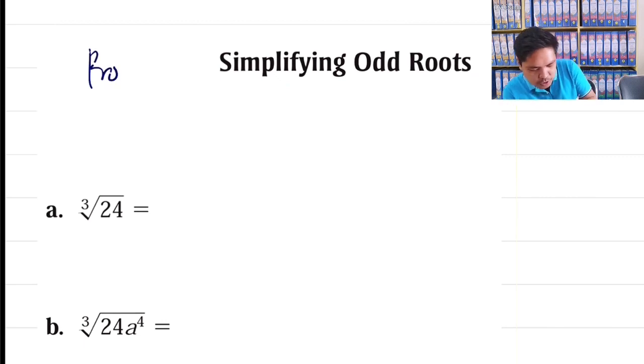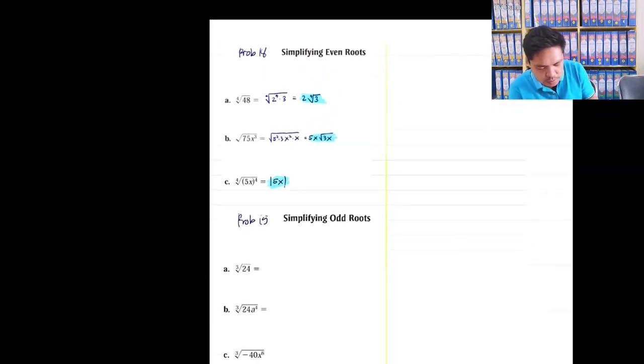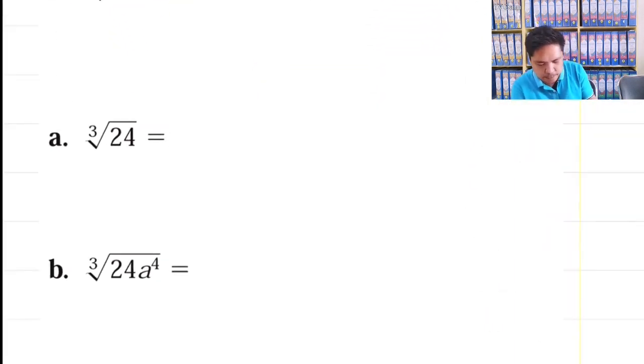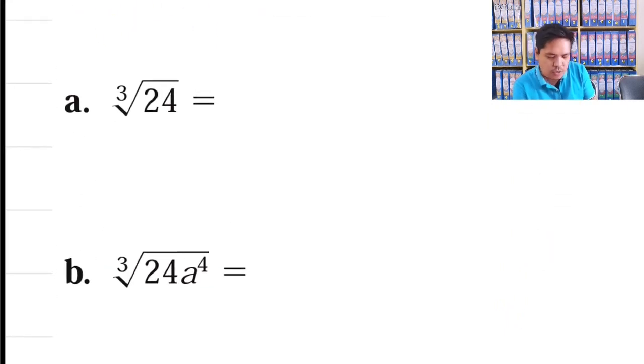Simplifying odd roots. So problem number 19. So mga odd roots naman. So let's start with letter A. For letter A, that's cube root of 24. So again, para medyo madali, we'll start with the factors of 24. Okay? So what are the factors of 24?